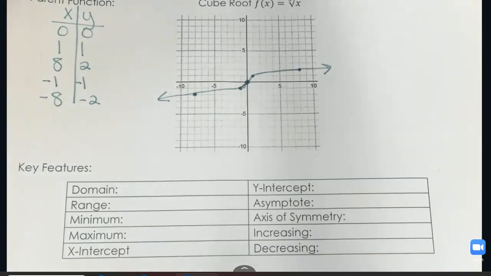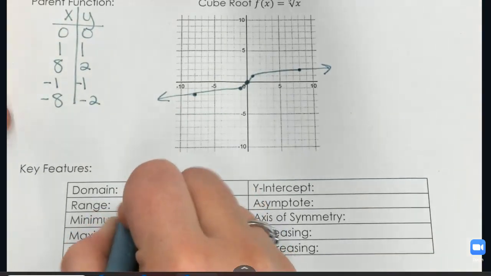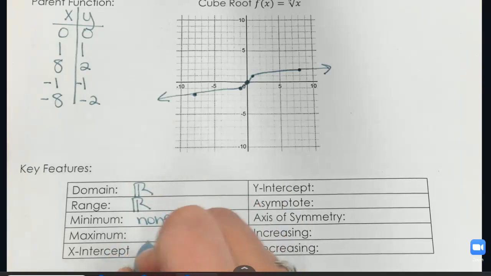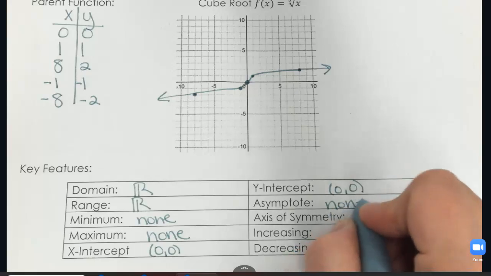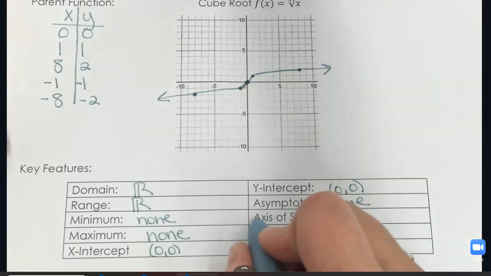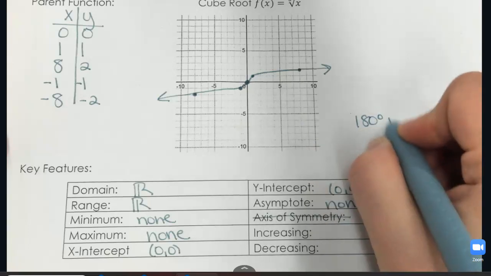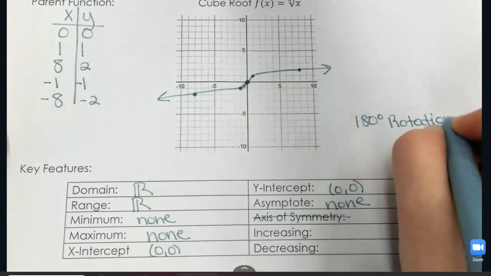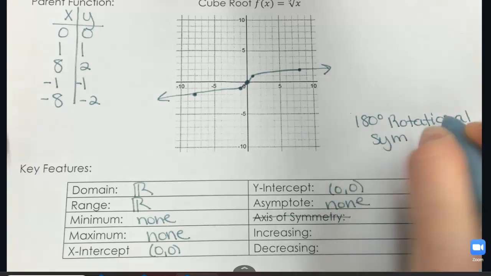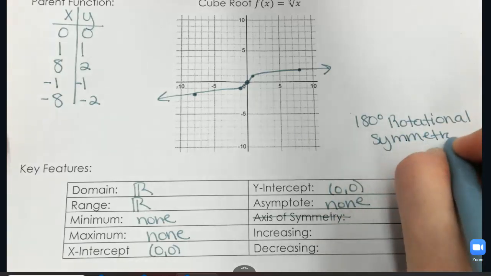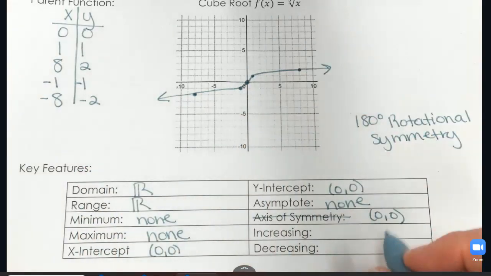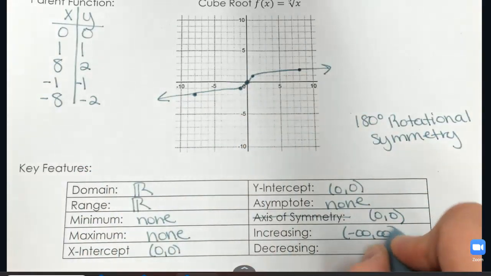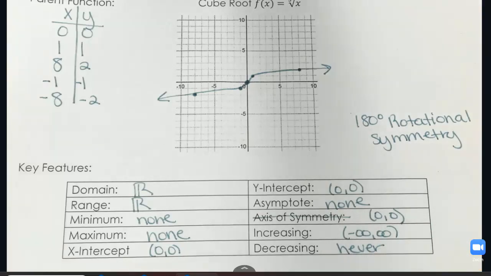So looking at these characteristics, a lot of them are going to be similar. We still have a domain and range of all real numbers, which means we have no maximum or minimum. For the parent function, our x and y-intercept is at the origin. We don't have an asymptote, and this one also has, again, that 180-degree rotational symmetry at the inflection point. And the inflection point here is at 0, 0. And it is also an increasing graph from negative infinity to positive infinity, and it is never decreasing.